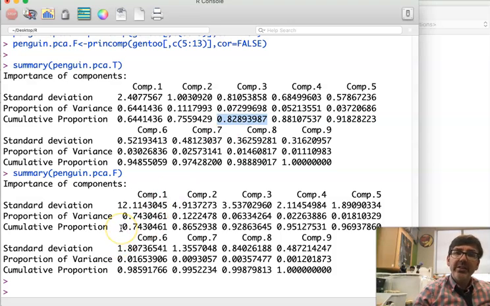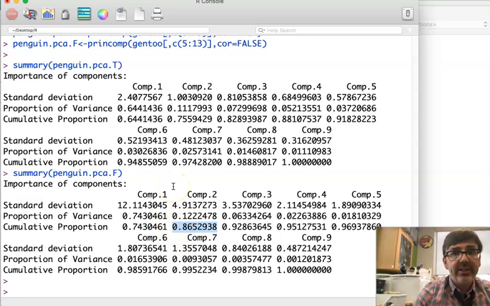Now, if you had used correlation false, in this case, component 1 explains far more variance, 74% compared to 64%, and to get over 80%, you might have only to take 1 and 2. Now, if we're using the Kaiser rule, we're only looking at eigenvalues that are bigger than 1.